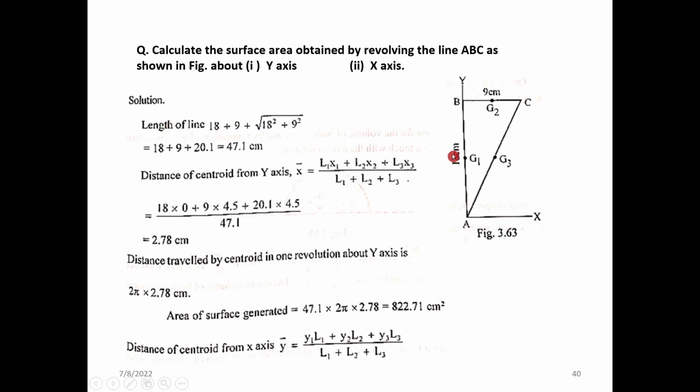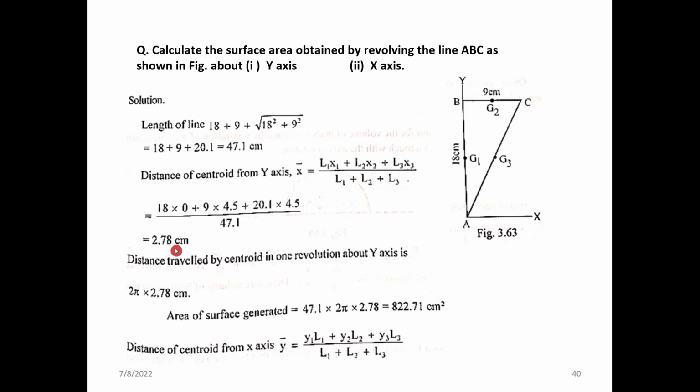Coming to that, first we need to find the total perimeter of this shape, which is the length of the line. 18 is given as the altitude, 9 is given as the base, and the hypotenuse is root of 18 square plus 9 square. So 47.1 is the total perimeter of this triangle, and the distance of the centroid from the y-axis we know is 2.78.